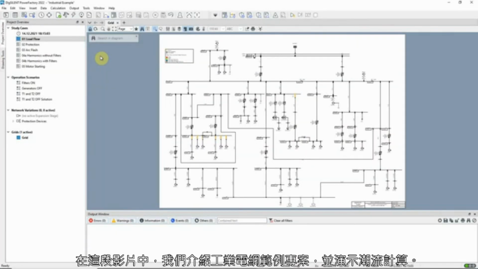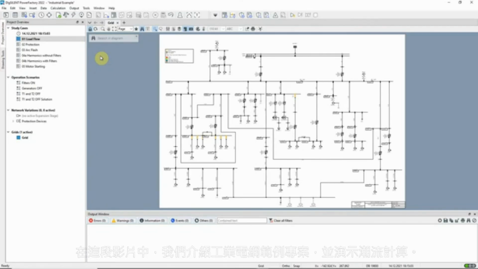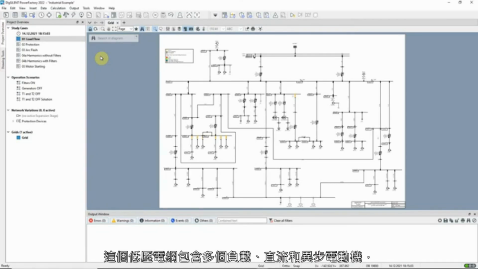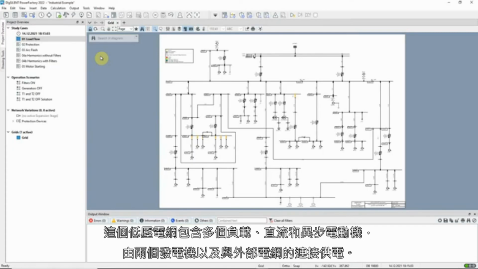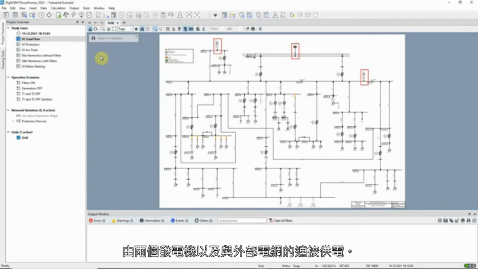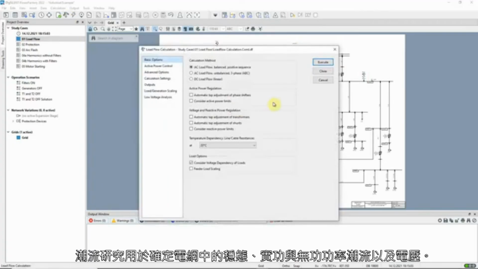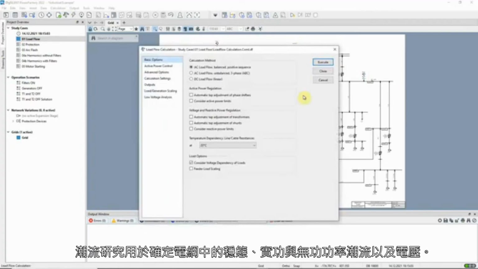In this video, we introduce the industrial network example project, and demonstrate the load flow calculation. This low-voltage network contains a number of loads, and DC and asynchronous motors, supplied by 2 generators and a connection to an external grid. Load flow studies are carried out to determine the steady state, active and reactive power flows and voltages in a network.